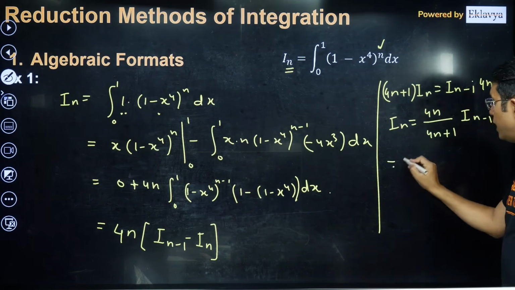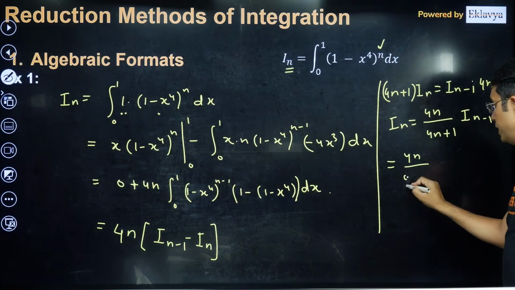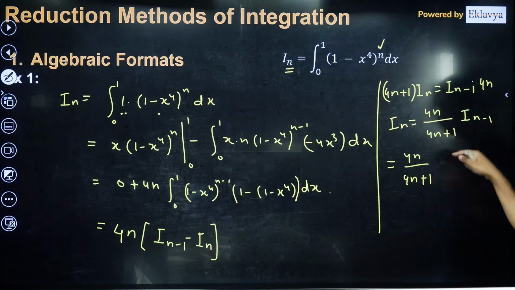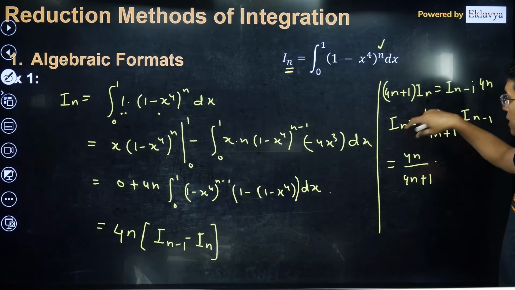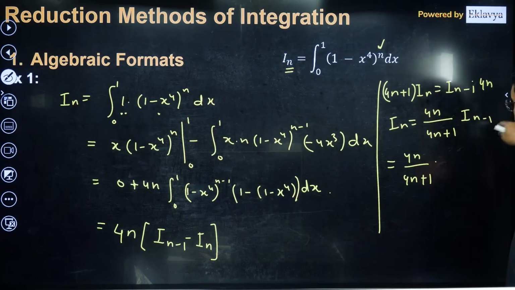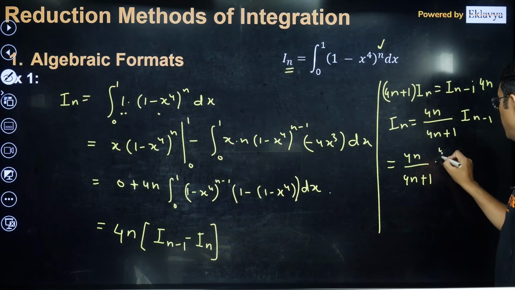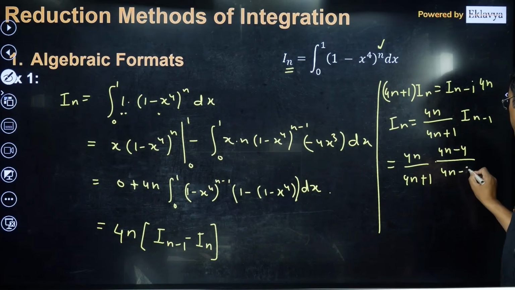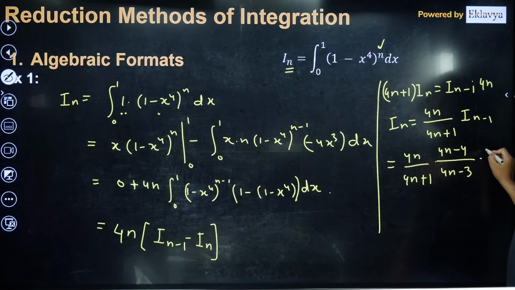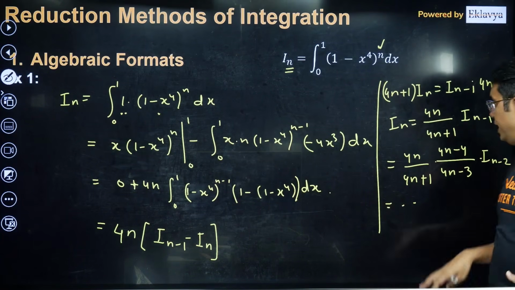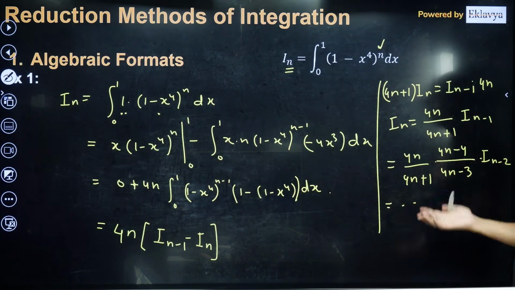Now, if you want to write it further, there is no need to do this calculation again. Just by looking at this expression, I can say if Iₙ was 4n upon (4n plus 1) into Iₙ₋₁, then this Iₙ₋₁ would be (4n minus 4) upon (4n minus 3) into Iₙ₋₂. So this way you keep on writing it, and finally your answer will be in terms of I₁ or I₀, you can say.